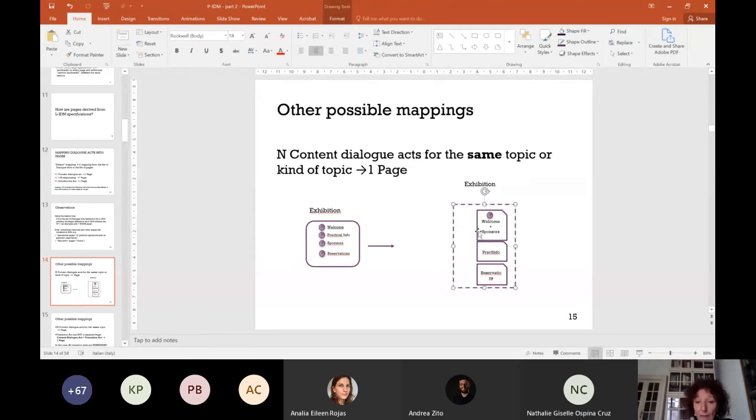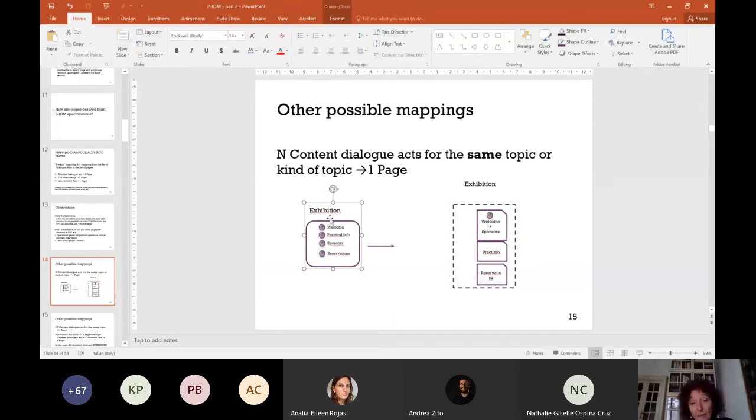So these are all pages. For this dialog act, I will have 3 pages in my website. This is a single topic, so I don't have multiple exhibits. I have just one exhibition, and for one exhibition, I will have 3 pages.